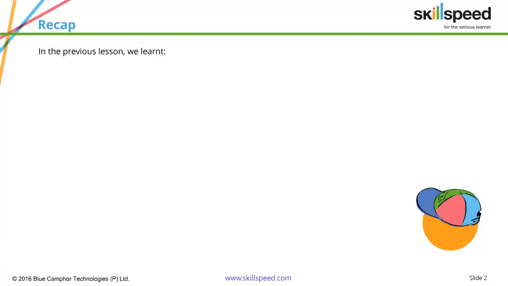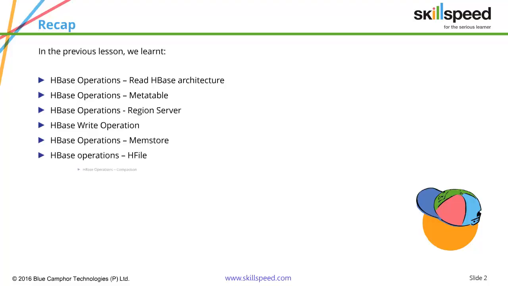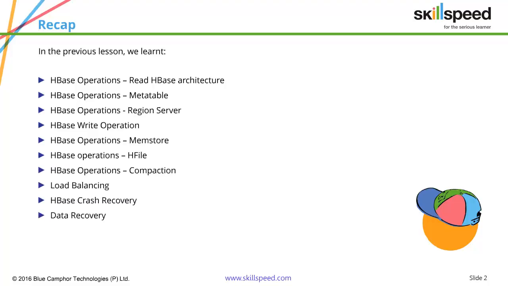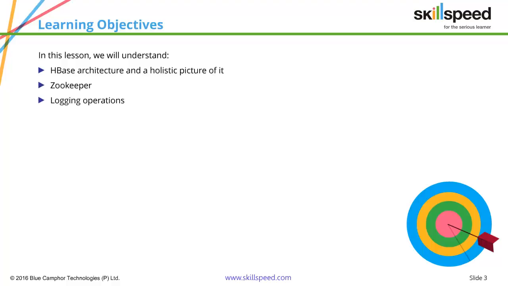So before we proceed with the lesson, let's have a quick recap of the previous lesson. In the previous lesson, we learned about the HBase operations in depth, such as the architecture, meta table, region servers, how a write happens, and even how load balancing happens and how HBase can recover from a crashed region server. So in this lesson, we'll understand the HBase architecture and a holistic picture of it. We'll see what is Zookeeper, logging operations, and a schematic view of HBase deployment.